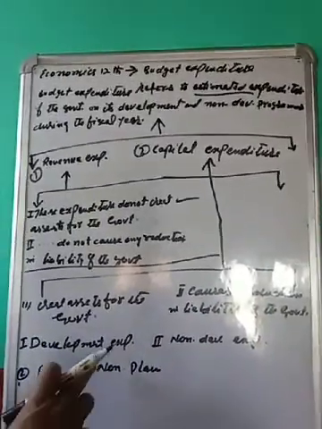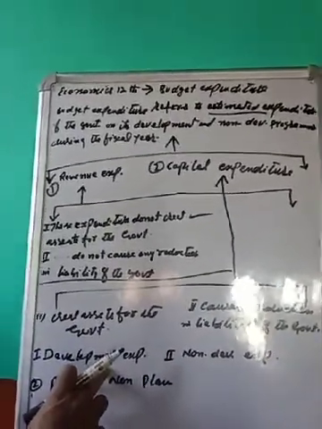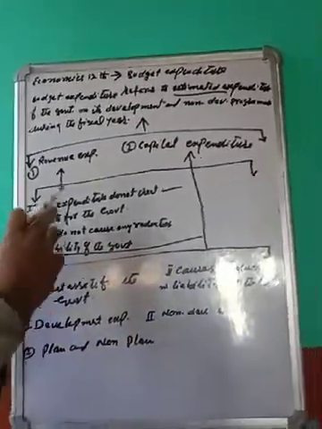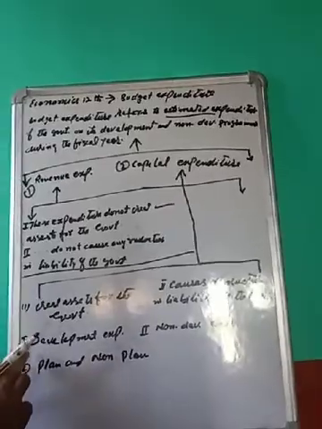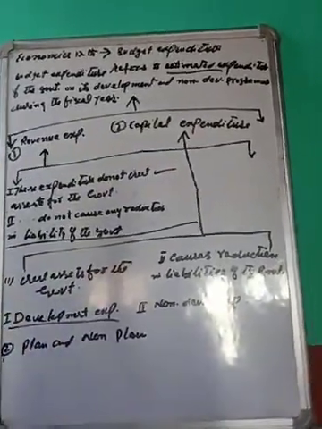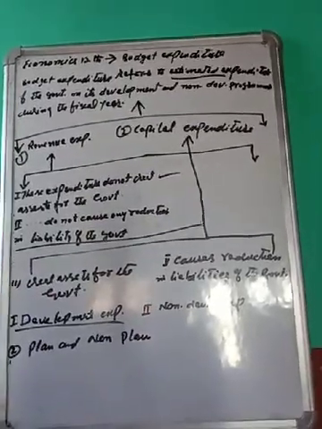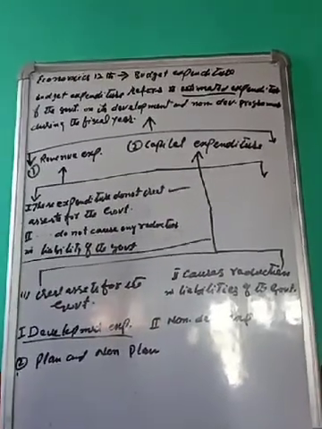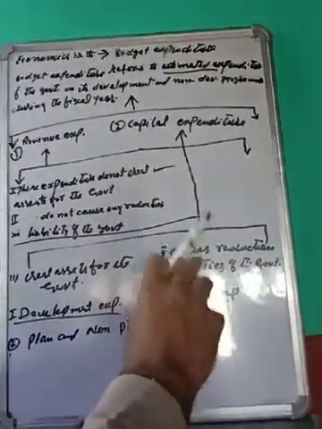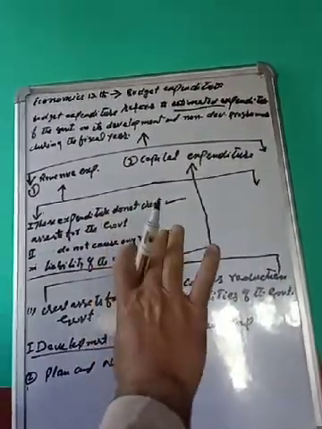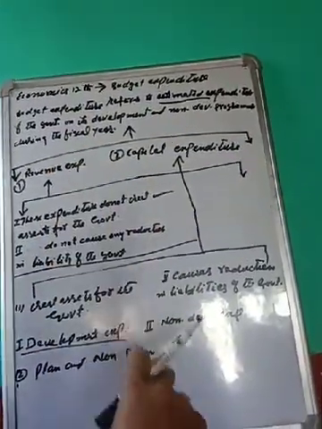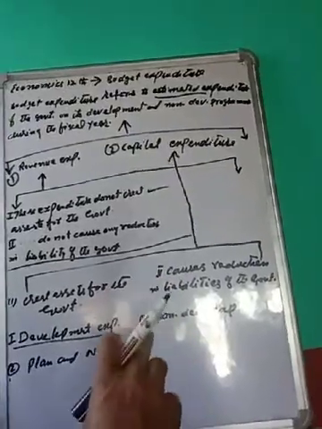Now, this was number one, and number two is development and non-development expenditure. What is meant by development and non-development expenditure? Development expenditure relates to the growth and development activities of the government.